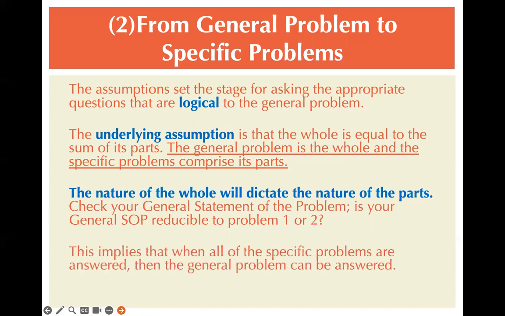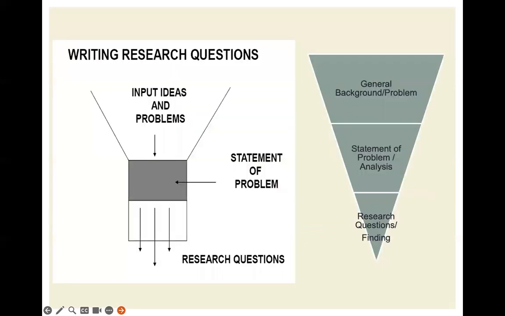This implies, of course, that when all of the specific problems are answered, then the general problem is answered. No? So that's the reason why you'd see that the statement of the problem here in gray is the same size as the research questions there. Of course, there's a final approach that's going on here, but the general statement of the problem and the specific statements of the problem must be comparable to each other. They have to be the same.